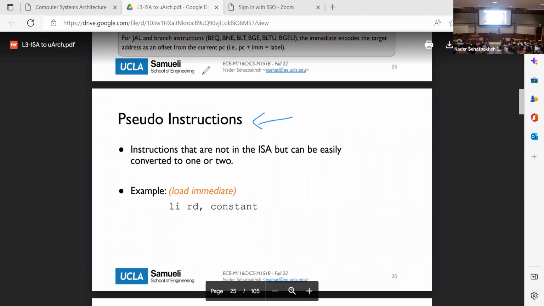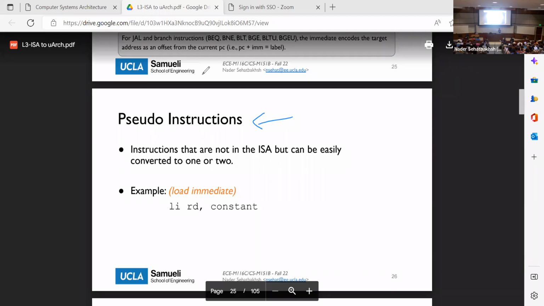But when it translates into machine code, it will translate into one or a combination of instructions that is only supported by your base instructions. Okay. And again, it's only for convenience purposes. So it doesn't help you with performance. In most cases it actually hurts your performance, because one instruction turns into multiple instructions. But if it makes your life easier, you can use this pseudo instruction.